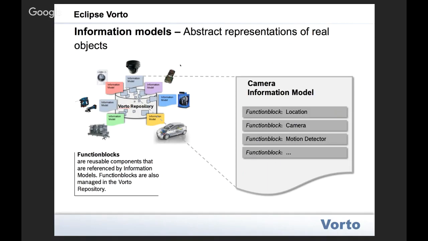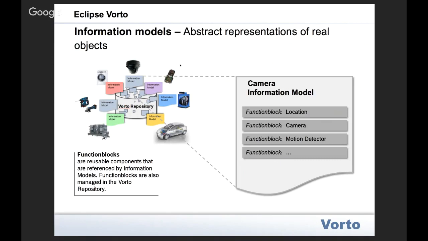So a camera, in this scenario, can be located. So it has a function block location. It has a camera functionality, a motion detector. You can think of many other ones. And every different kind of functionality is broken down and described in terms of function blocks. And they can be reused.